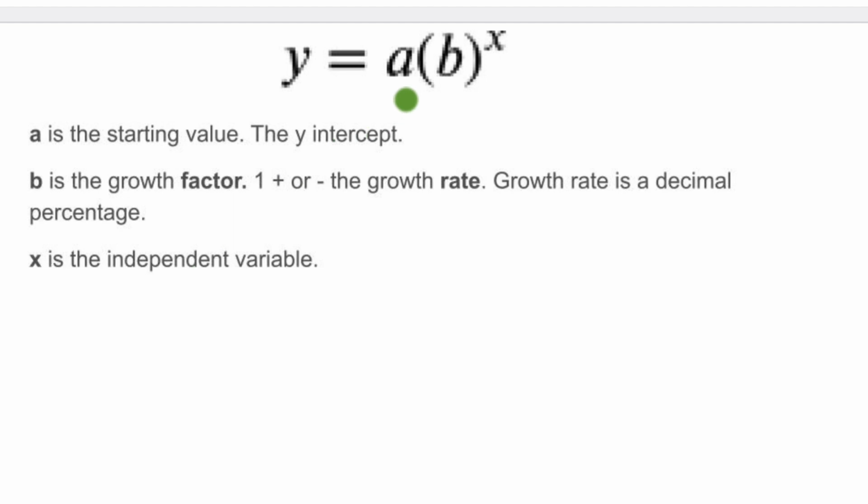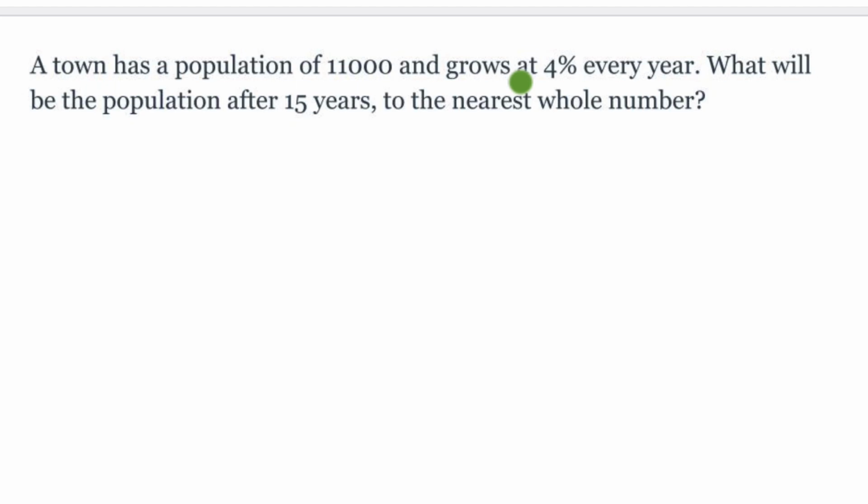So again, things to remember: a is your starting value. That's your y-intercept, because b to the 0 power is going to be 1. 1 times a is a. b is the growth factor. That's going to be 1 plus or minus a growth rate. The rate is going to be a percentage as a decimal. So 20% increase, 20% as a decimal is 0.2. So the growth factor would be 1.2. And x is our independent variable. Again, that's usually time.